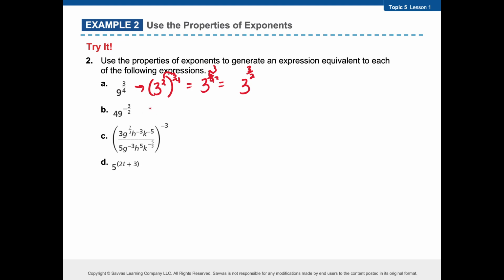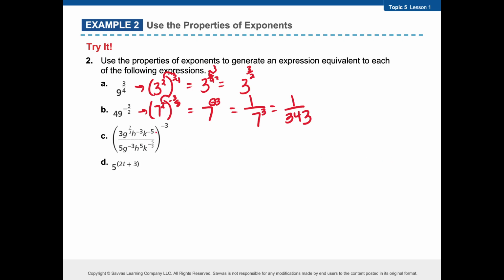Next, I can break down 49 and do 7 squared to the negative 3/2 power. 2 times a negative 3/2 would make it 7 to the negative 3rd power. The 2's cancel out. And because it has a negative exponent, I need to do the reciprocal of 7, which would be 1/7 with a positive 3, and then 7 to the 3rd power would be 1/343 as my final answer.